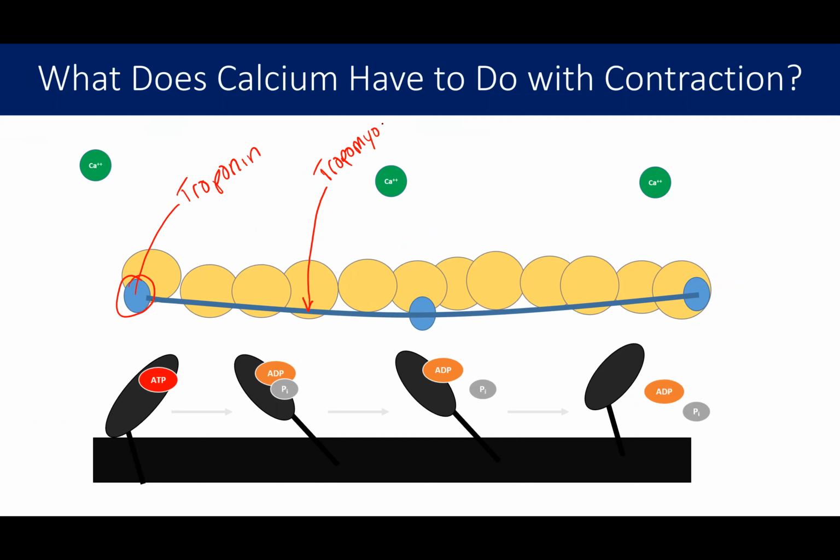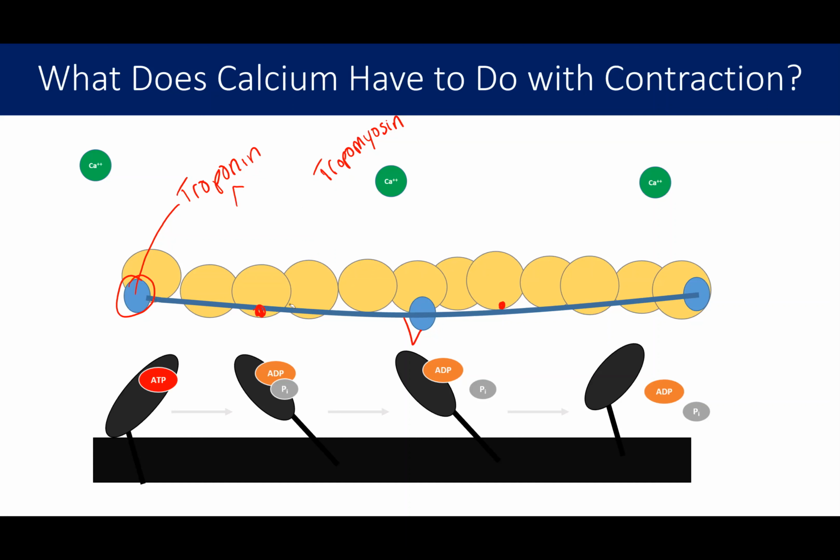You can see in the word, tropo referring to troponin, myosin referring to the myosin head, right? So what the tropomyosin does, it blocks the binding site for myosin on actin. Myosin wants to bind right here, but it can't because you have the tropomyosin blocking that.